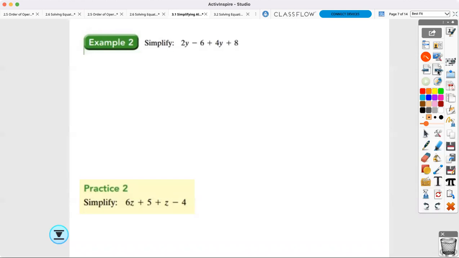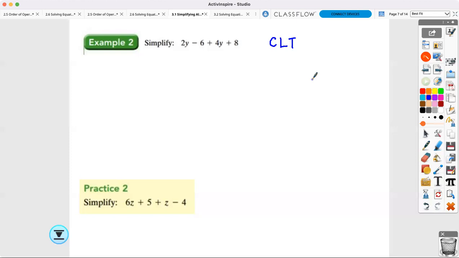So you notice how the expression in example 2 says simplify 2y minus 6 plus 4y plus 8. The way we simplify, class, is by using the property or the process of CLT. Can anyone remind the class what CLT stands for? It's combining like terms, class.